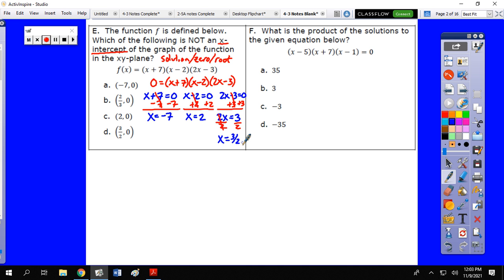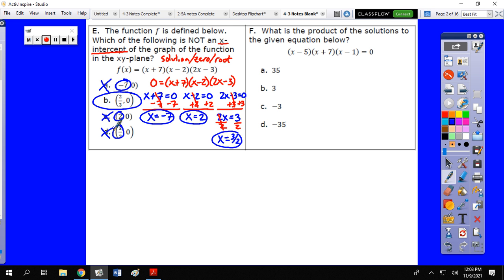So our 3 solutions are x equals negative 7, x equals positive 2, and x equals positive 3/2, which means that B is the one that is not an x-intercept of the graph of f.